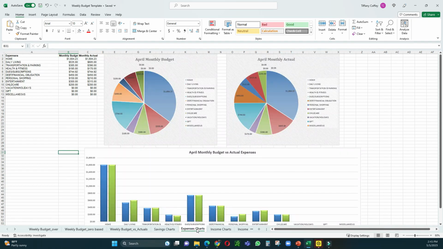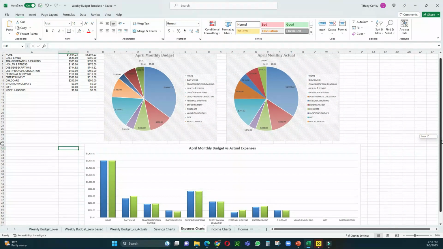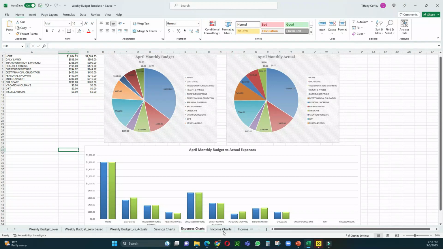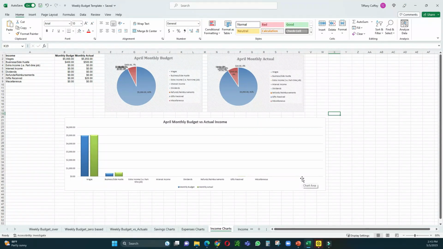Same thing on the expense chart. It's showing you what you spent versus what you budgeted to spend. And then also income. Maybe you had a goal to make a certain amount of income in your side hustle. You can see here that you budgeted to make a certain amount. I think it was $400, but you actually made $500. So you exceeded what you budgeted to make in your side hustle. So great job to this person in this example.